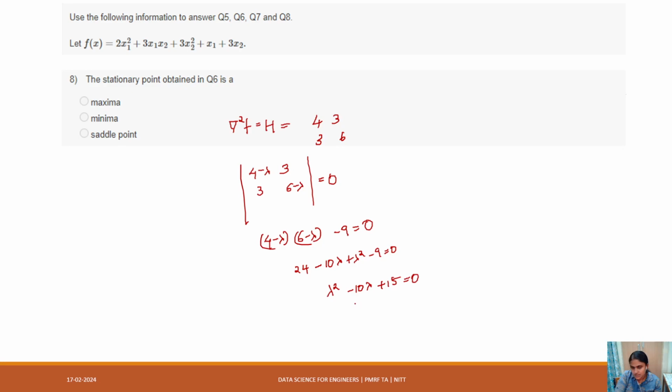Find the values of lambda. So I think you can get lambda 1 equal to 8.16 and lambda 2 equal to 1.84. Both these values are greater than 0. Okay, implying that, I'm getting the answer as B. So implying that it is a minimum point. So the answer is B. You are getting a minima at your stationary point.